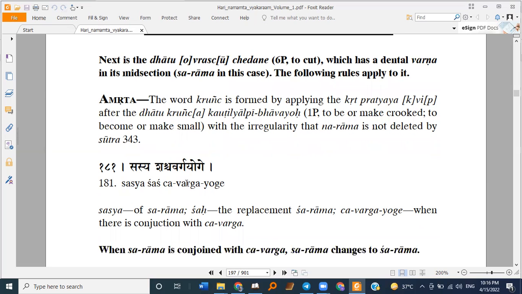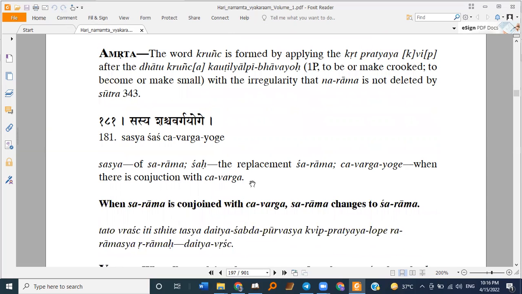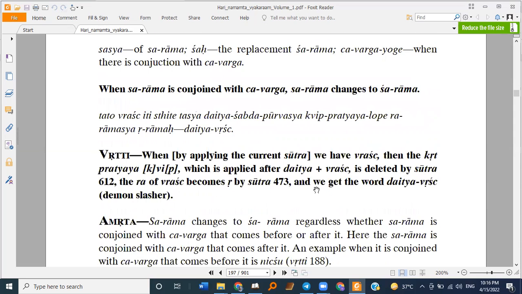So, Sasya Shascha Varga Yogi. When Sarama is conjoined with Chavarga, Sa changes to Sha. So when Sa is next to Chavarga, Sa changes to Sha. So by applying the current sutra, Vritti says, we have Vrasht, right? Because Sa is next to Cha, so Sa changes to Sha. Then the Krit Pratyaya Quip is applied, which is applied after Daitya plus Vrasht. It's deleted by sutra. Then the R of Vrasht becomes R by this further rule 473, and we get the word Daitya Vrisht. So the word we will be declining is Daitya Vrisht, which is a demon or demon slasher.